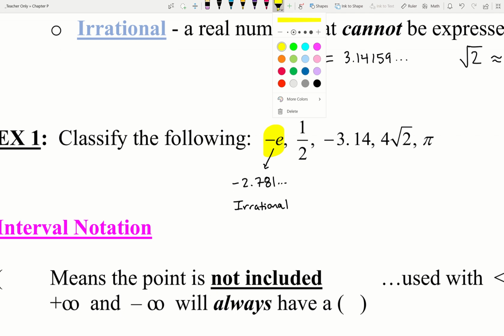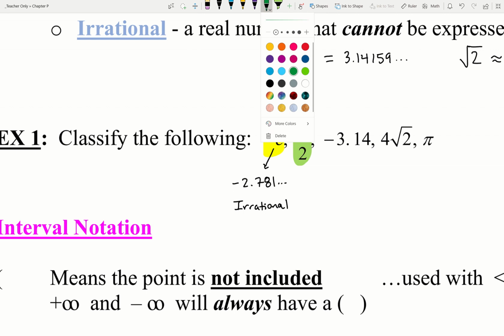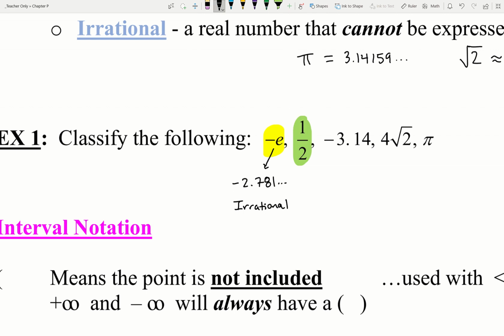How about this next number here? Okay, so we have the number 1/2. All right, well, that is a fraction, so that's going to mean that that is going to be one of our rational numbers. Okay, so 1/2, we're going to go ahead and say that is a rational number because it is a fraction. Keep in mind, a few of these examples could live in more than one family, okay?